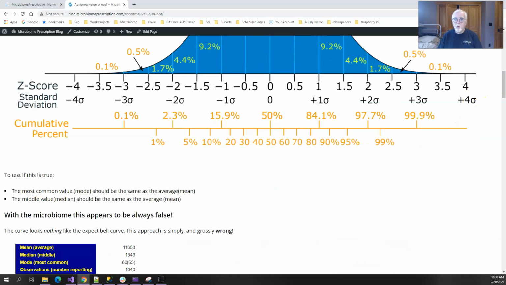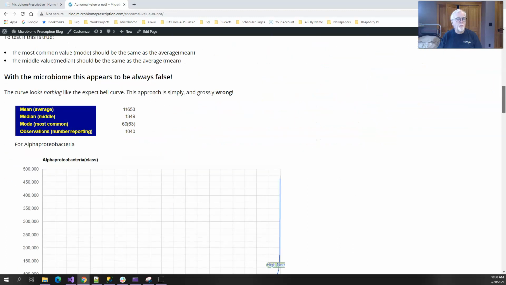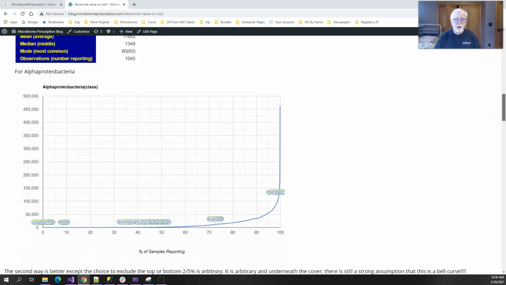Okay, let's take a look at what we actually have in reality out in the microbiome. Here is an example for alpha proteobacteria, and we see that the average is 11,000. The middle value is 1,000. The most common value is way down at 60. And we said, wait a minute. Well, let's look at a curve. We should see, oops, we don't see. We see something which looks very, very different than the curve up above. Basically, we are not dealing with a normal distribution. Bottom line, making any assumption of a normal distribution is bogus, it's wrong, it's ugly wrong, and it's misleading.